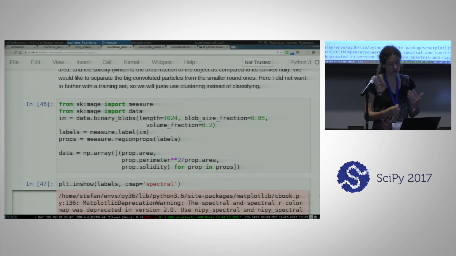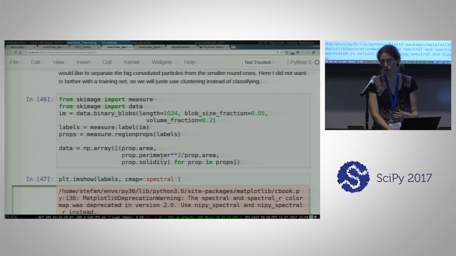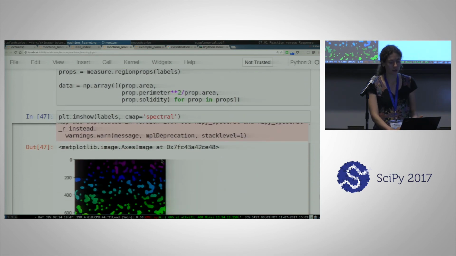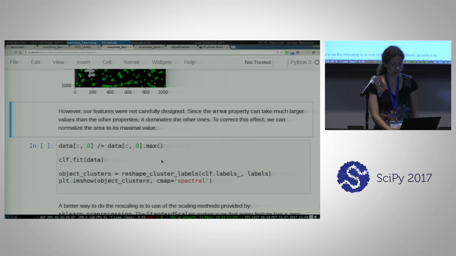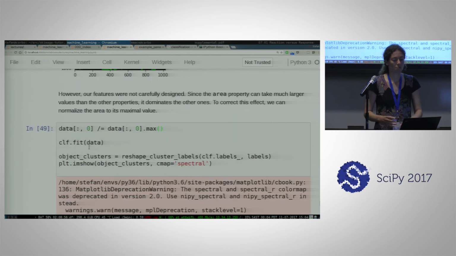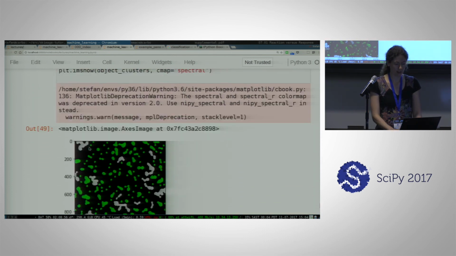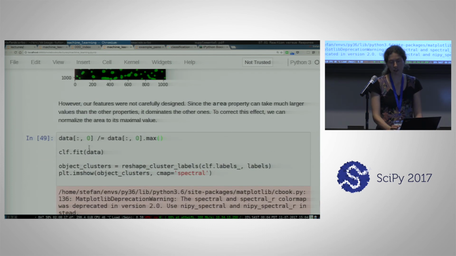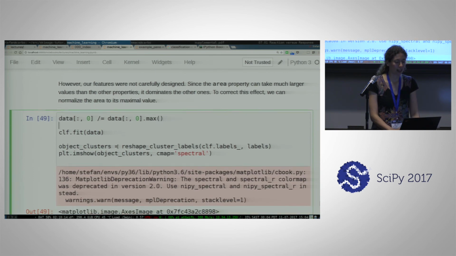So before doing the clustering, what we should do is to normalize in some way the different features. And for this, you can either do it by hand, and this is what I do here when I divide the area feature, which is the first column, by its maximum value. So it's not bad, but first of all, dividing by the max is not very robust. If you have an outlier, then it will change a lot your normalization.